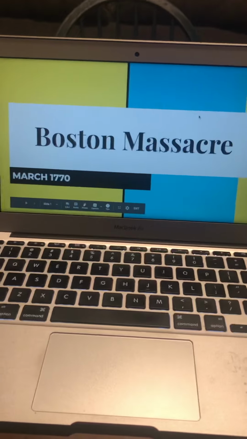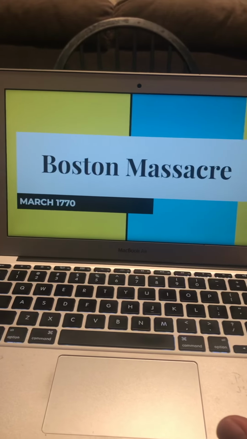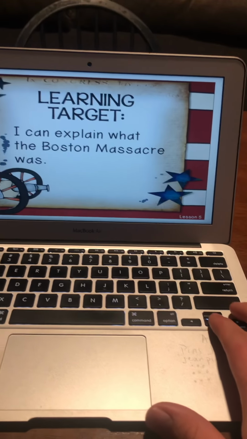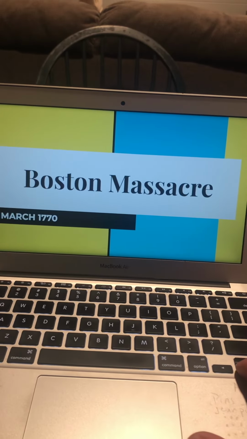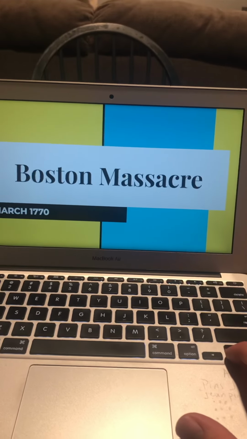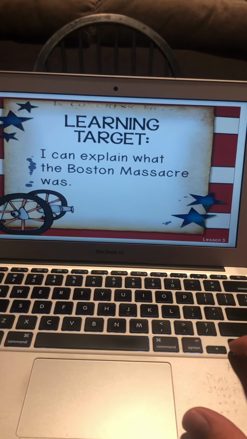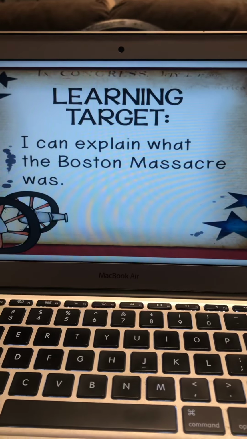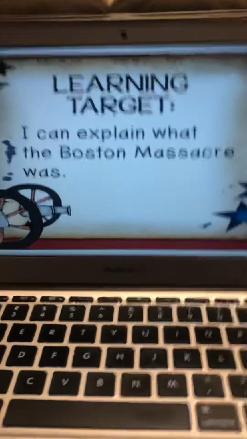The Boston Massacre, March 1770, all right? See how I'm hitting down on here, which is great. So that's how you flip through the slides here. Up is to go back, and down is to go to the next slide. So today, the learning target is I can explain what the Boston Massacre was.